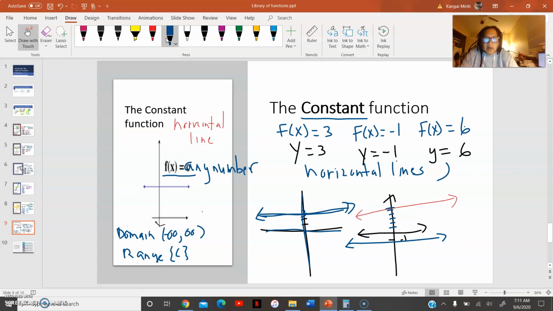And why would that be? If I pick some points on this line, there's the point (0, 3) on this line. There's the point, say, (1, 3) on this line. There's the point, say, (-4, 3). All of these are points on this line. And you'll notice that the only y value in all of these cases is 3. So the range for this function is just the number 3. And likewise for all of these others, the range will be just what the y coordinate is.